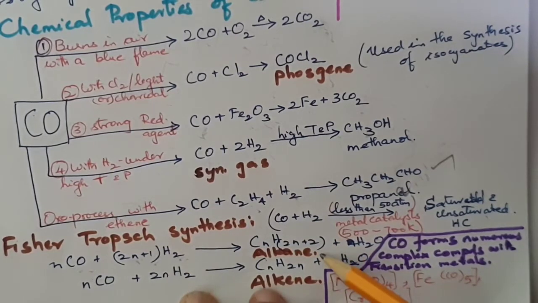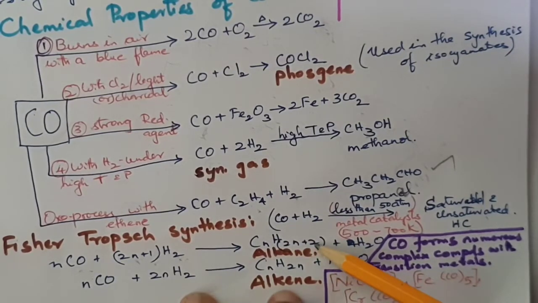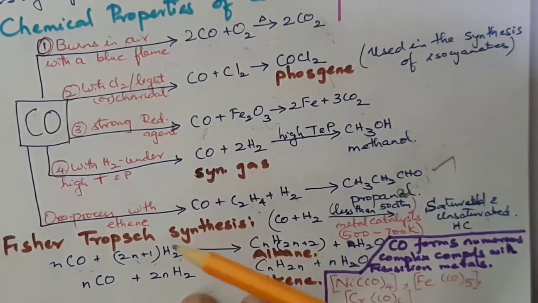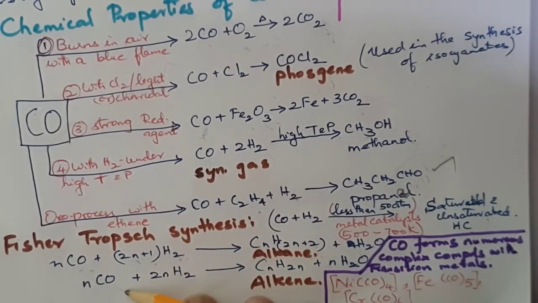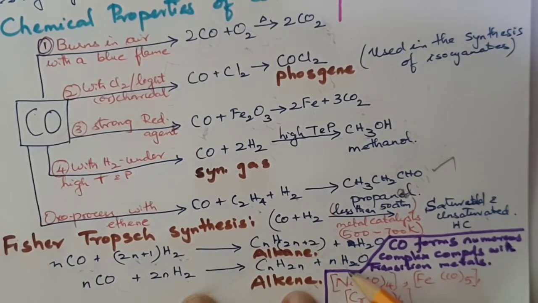It will give us a single bonded saturated compound, otherwise called alkanes, with the general formula CnH2n+2 along with water molecules. In the same way, when n molecules of carbon monoxide are treated with just 2n molecules of hydrogen, it will give us alkenes, which are unsaturated compounds, with the general formula CnH2n along with n water molecules.